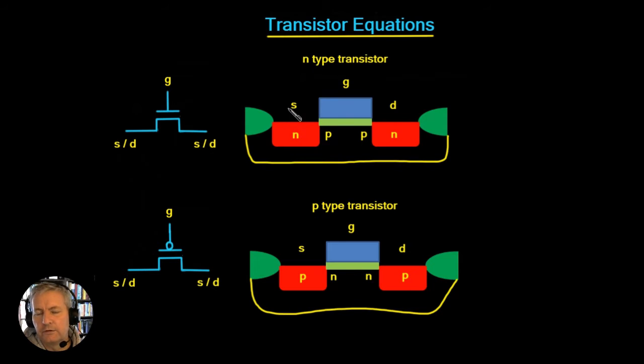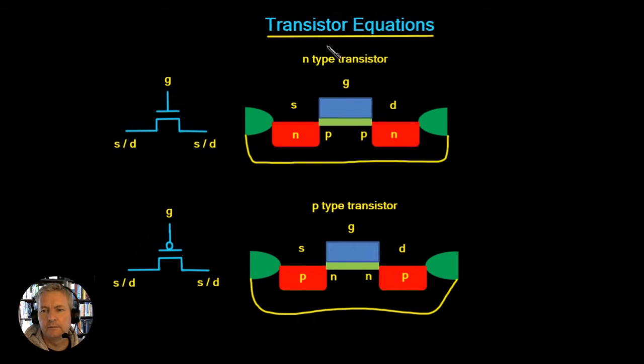Now if we had an N-type transistor, then the charge carriers here are going to be electrons. Electrons are going to travel from the source along the channel to the drain. So electron flow would be the current flow. In a P-type material, the charge carriers are going to be holes. Again, the charge carrier is going to come from the source and pass underneath the channel to the drain.